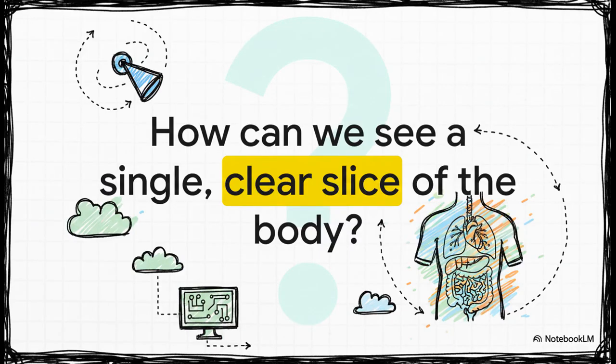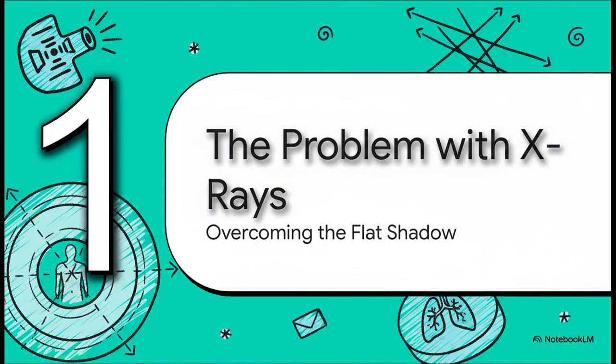So this is the big question, right? This is the problem that drove the entire invention. A regular X-ray, as you probably know, is just a flat shadow. Everything inside you is just pancaked on top of everything else. So how in the world do you get a crystal clear image of just one single slice of the body with absolutely nothing overlapping? Okay, let's get into it.